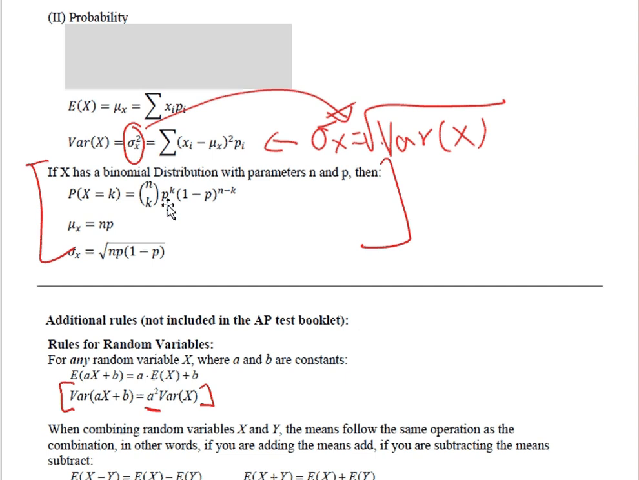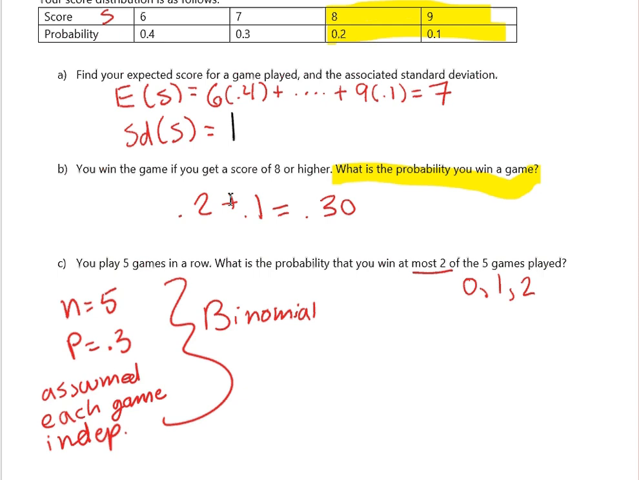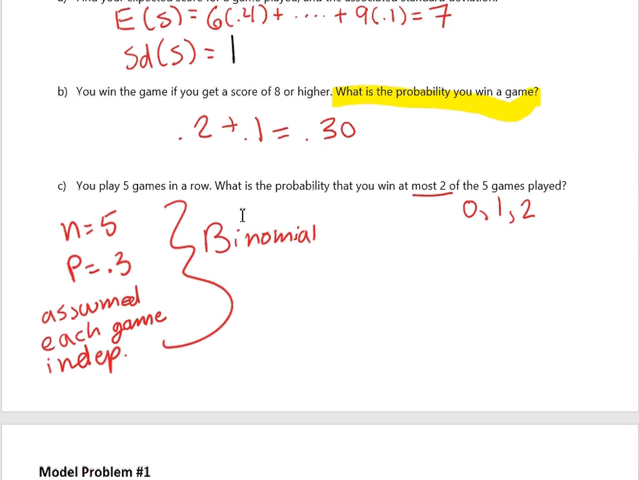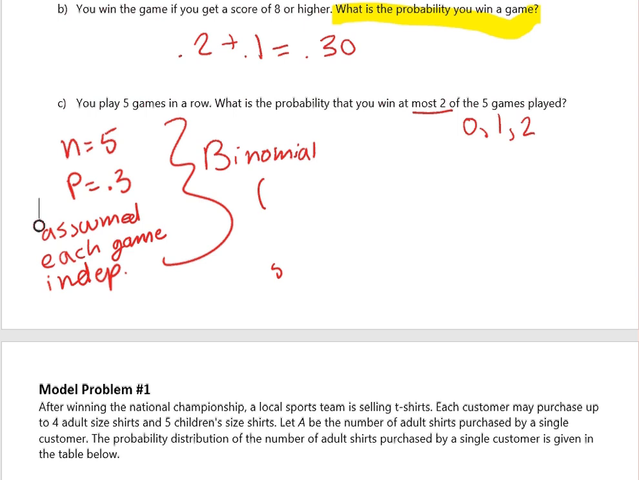Now, we could do that. So if I was going to do that in this example, that would look something like 5. Oop. I don't know what happened there. That would look like 5 choose 0, 0.3 to the 0 power, and then 0.7 to the 5 power. And then we would need to do that 3 different times here.